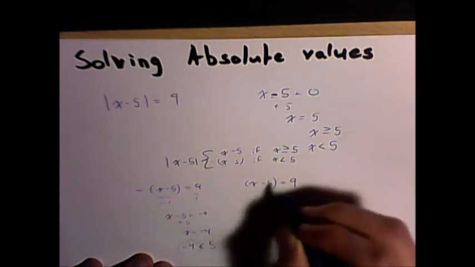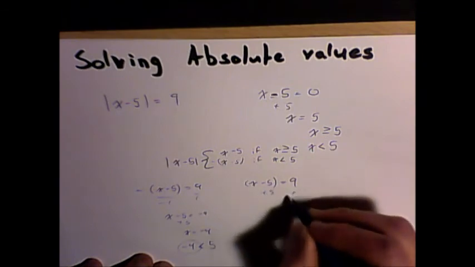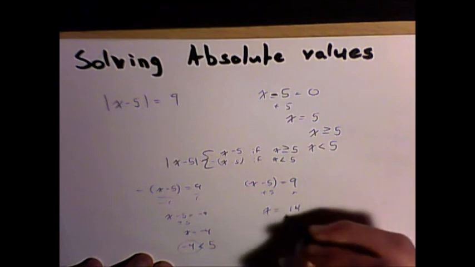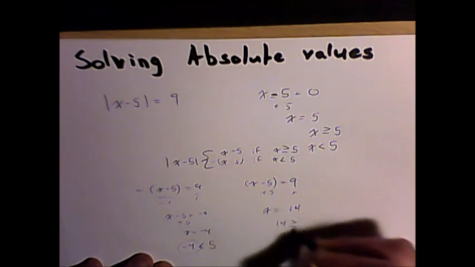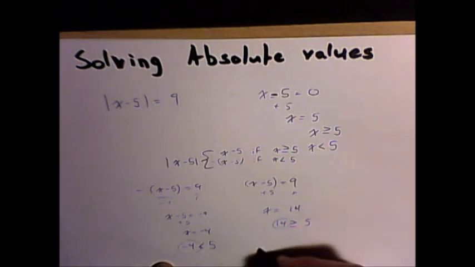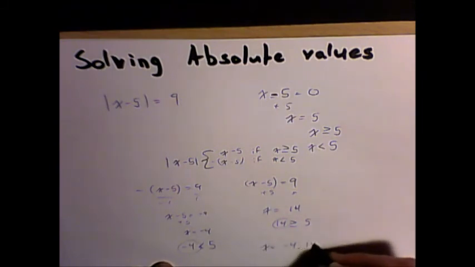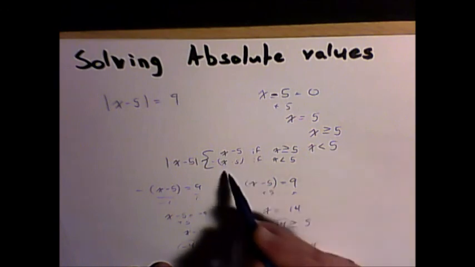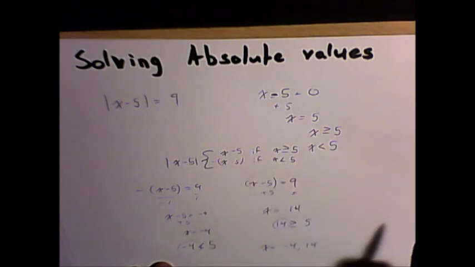And here we'll solve x by adding 5 to both sides. X is equal to 14, and 14 is in fact larger than or equal to 5. 14 is not an extraneous root either. So our values of x are negative 4 and 14. And it's as simple as that. Just make sure that your final values you're left with satisfy your restrictions, and you're good to go.